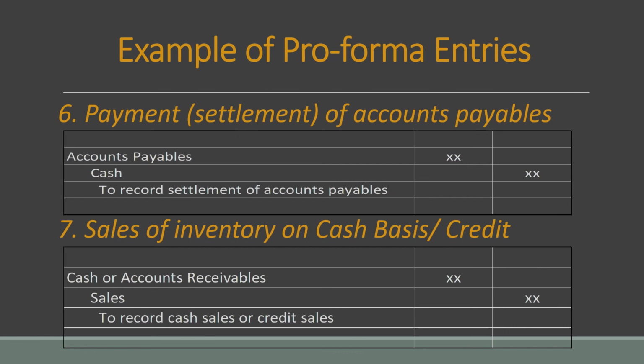Pag nagkaroon ng sales of inventory on cash basis or credit, ito yung magiging entry ninyo. Ibig sabihin, nagbenta kayo ng inventory on cash. Nagbayad agad si customer. So, debit cash kapag cash basis. Yung pakabenta nyo ng inventory. Pero kung on credit, ibig sabihin utang, nagbenta kayo ng inventory pero hindi nagbayad agad si customer. So, imbis na cash yung i-debit nyo, ang i-debit nyo is accounts receivable.